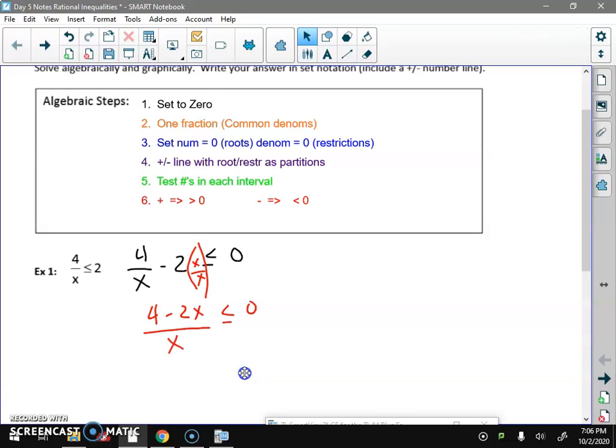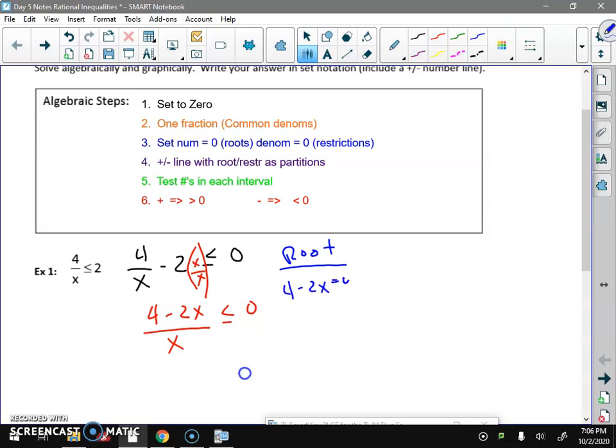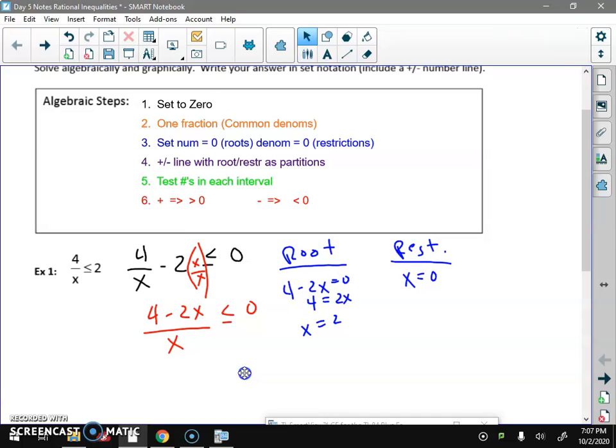Again, color coding it. Set the numerator equal to 0. That's the root. That's where this graph would cross the x-axis. Subtract 2x, divide by 2. The root is 2. Denominators, restriction, otherwise known as what is the bad domain value? Easy. X equals 0. So I'm going to create a plus-minus line.